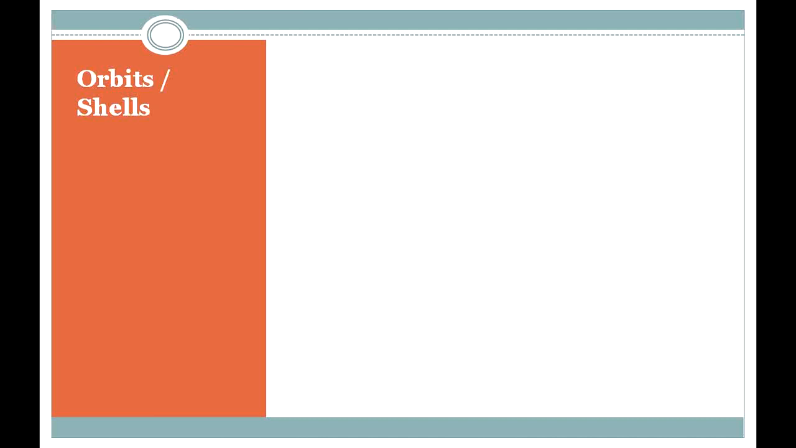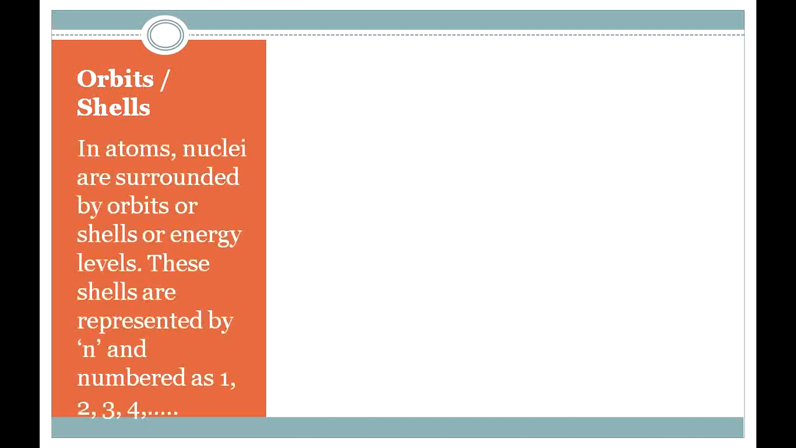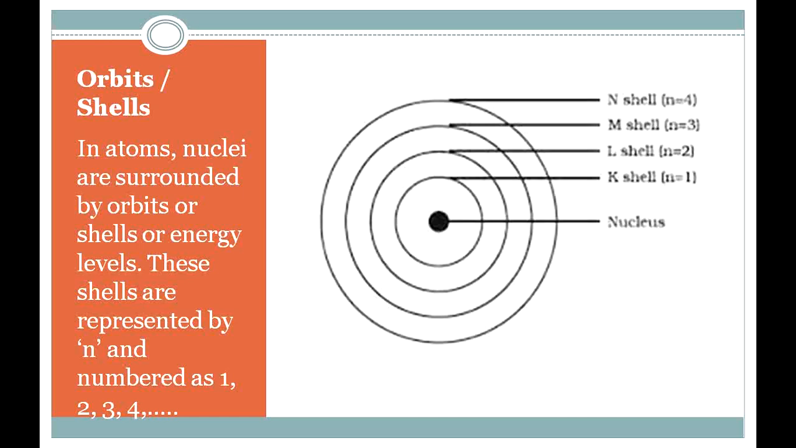configuration. So around the nucleus there are certain orbits and shells, and these orbits and shells are numbered as 1, 2, 3, 4. You can observe that the closer orbit or circular orbit is known as orbit number 1 or K shell. Next is shell number 2 or L shell, then shell number 3, and then shell number 4, and we can continue it.